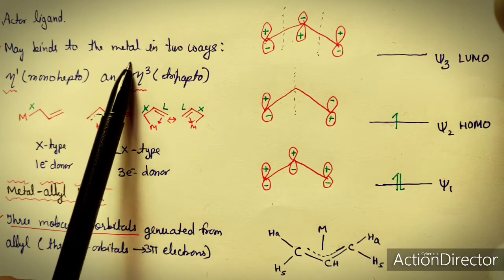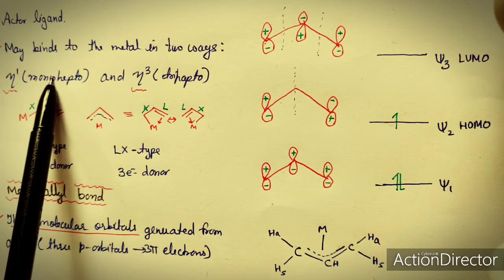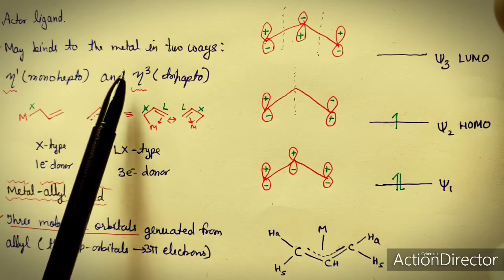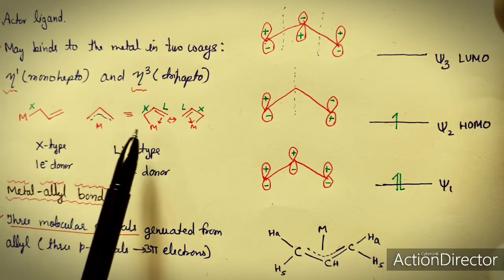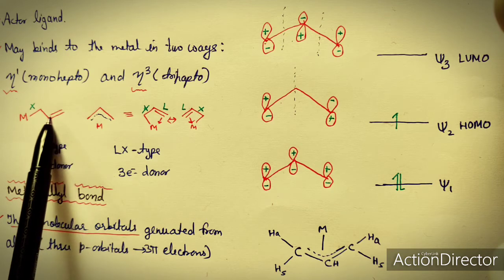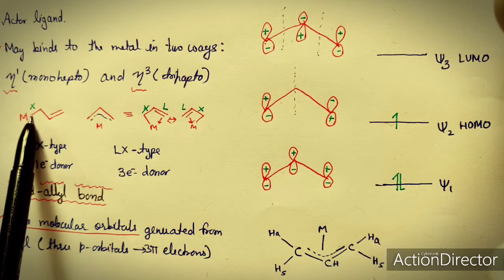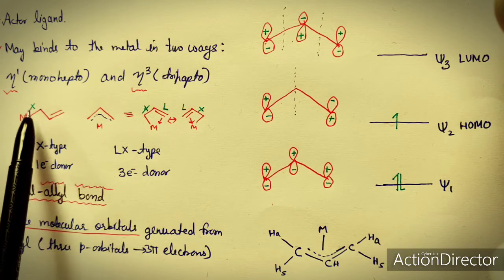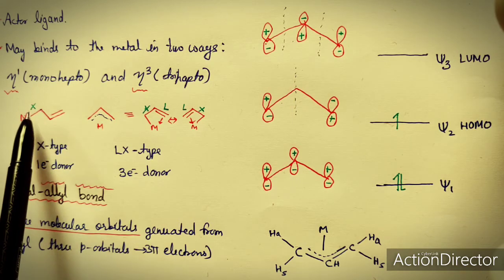It may bind to the metal in two ways. It can bind as a monohapto ligand, or it can bind as a trihapto ligand. So it can act as an eta 1 ligand, or as an eta 3 ligand. Here is an example. This is the allyl group, and it is bonded to the metal center as eta 1 or monohapto ligand. So it is bonded through only one carbon atom of the allyl group.